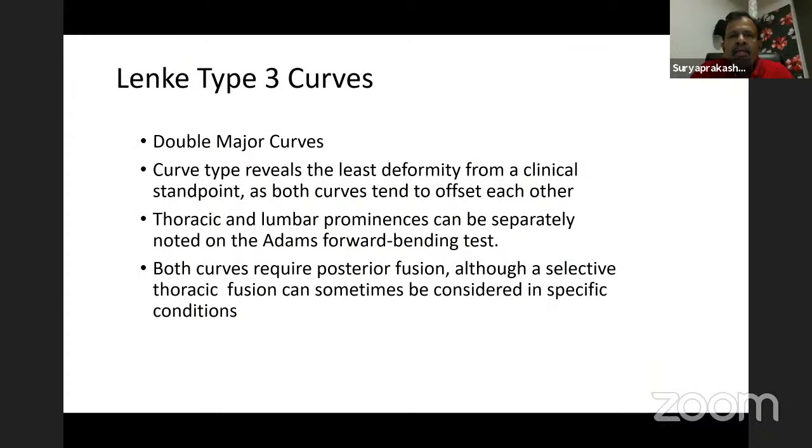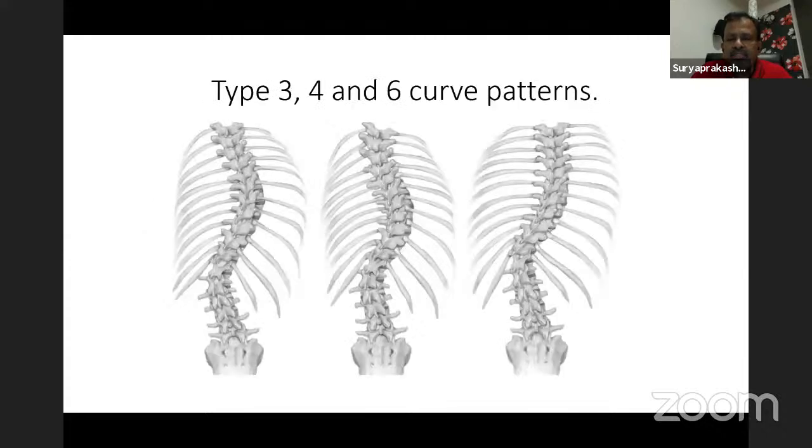So these Lenke type 3 curves are double major curves. This curve type reveals the least deformity from a clinical standpoint, because both curves tend to offset each other. When a patient walks into your clinic, they look fairly okay, but suddenly you see an X-ray and you see a double major curve. Thoracic and lumbar prominences can be noted on the forward bending test. Of course, both of them require posterior fusion. In very selective cases, maybe a selective thoracic fusion can be considered.